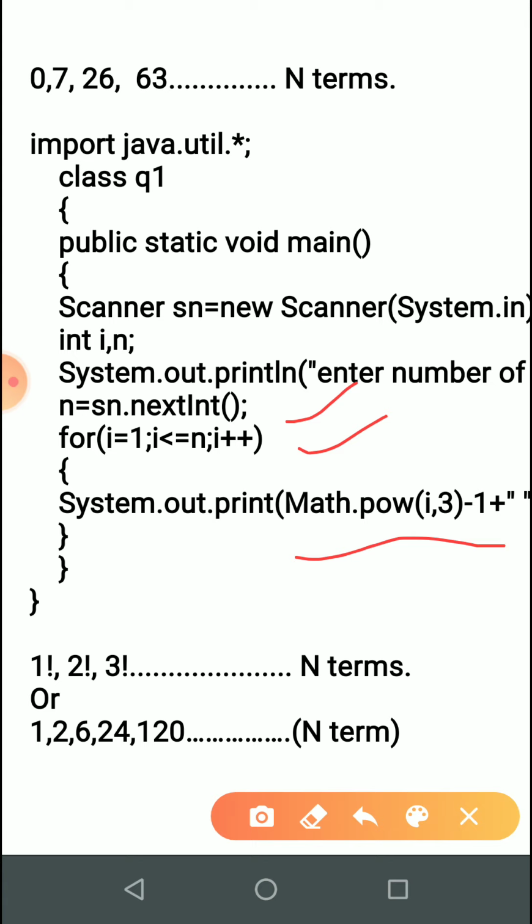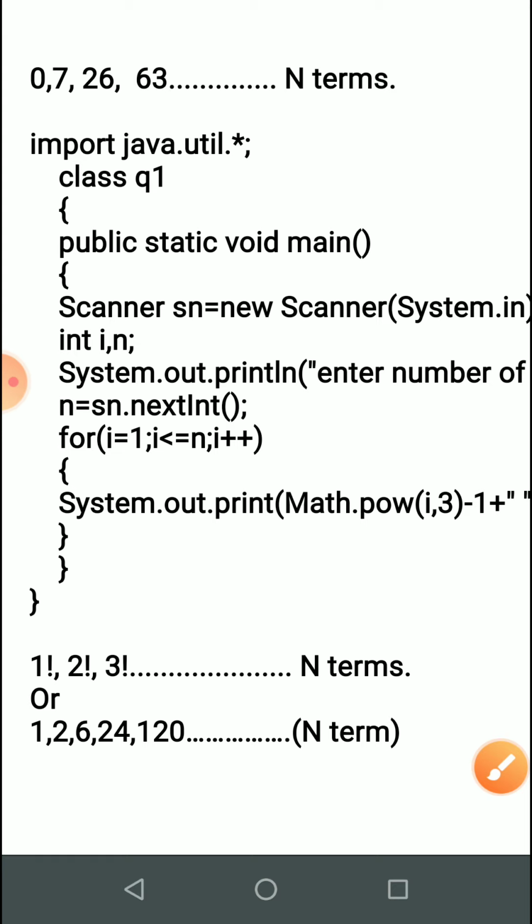The next question is 1 factorial. The symbol you see here is of factorial. 1 factorial, 2 factorial, 3 factorial, dot dot, n factorial. Or 1, 2, 6, 24, 120. What is this? 1 factorial is 1. 2 factorial is 1 into 2, that is 2. 3 factorial is 1 into 2 into 3, 6. 4 factorial is 1 into 2 into 3 into 4, which is 24. So factorials are displayed.